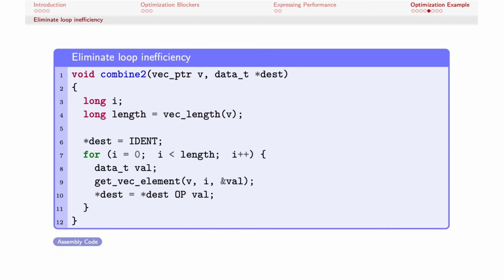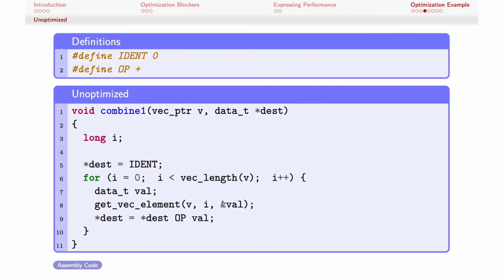Let's consider now some strategies for optimizing the performance of that combine operation. Here's a new version of it called combine2 that is going to eliminate an inefficiency in the way that we're doing the looping. If I go back here to combine1, we can see that inside of every loop of the for statement, I'm calling this function vecLength of v. Now that doesn't seem like a big deal because we know that all that's going to happen there is that we're going to grab the value of the len component of the structure and return that.